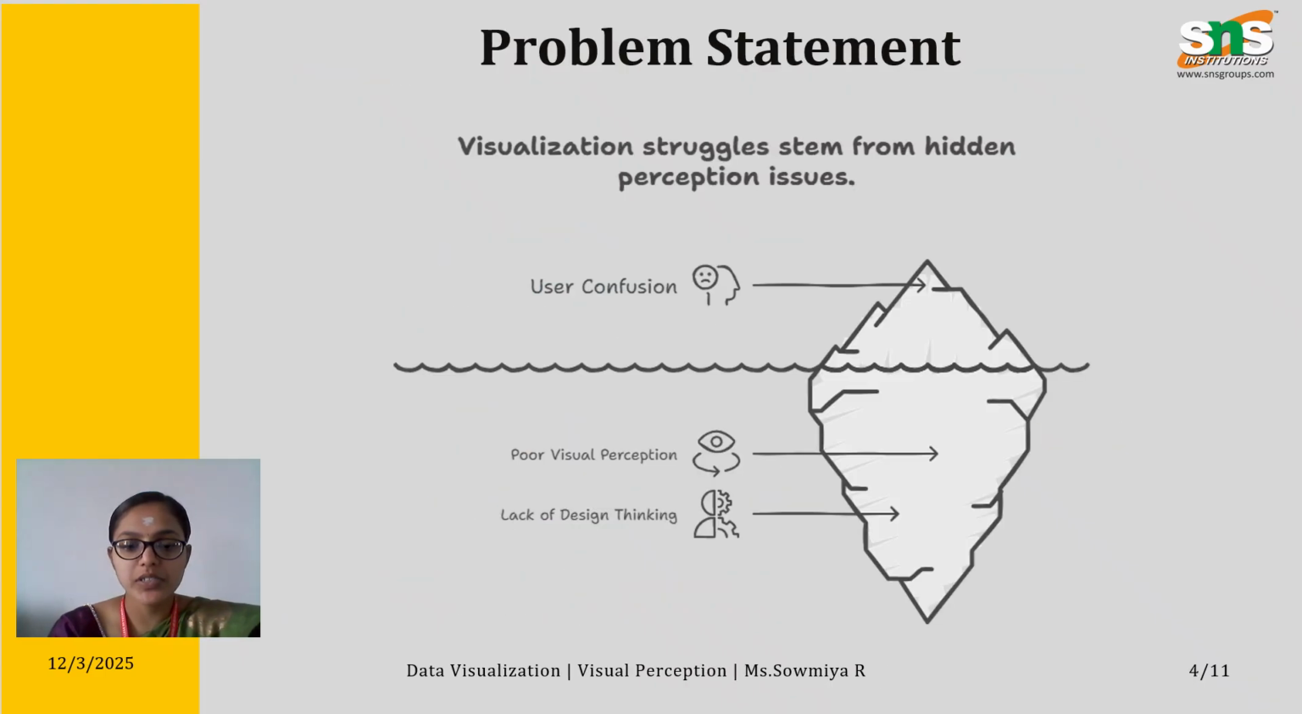Let's begin with the problem statement. In many dashboards, we see visuals that ignore the basic principles of perception. For example, using too many similar colors, placing related items far apart, overlapping elements, and using shapes that the brain cannot easily differentiate. These issues make the dashboard harder to read and cause the viewer to misunderstand the data. So the problem we are addressing here is how do we design visuals that match the way the human brain perceives information.